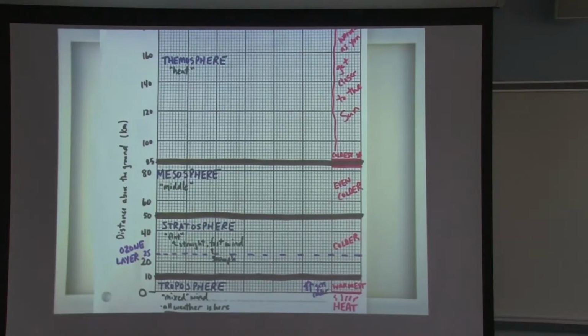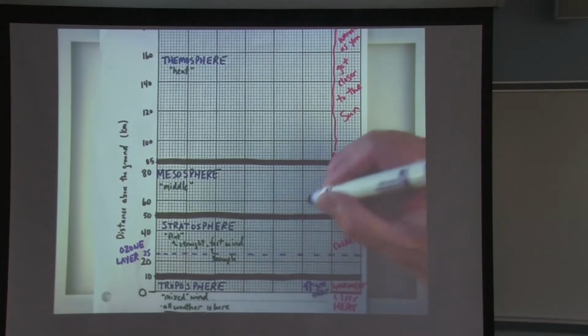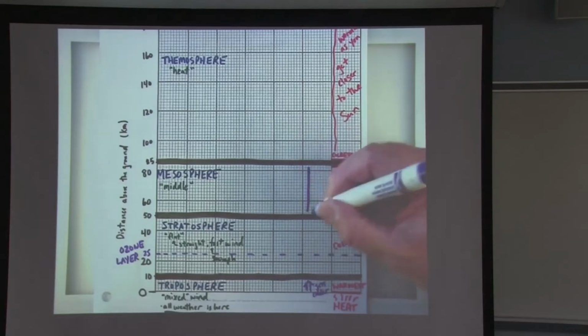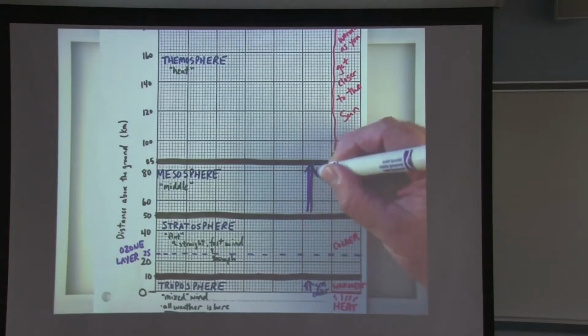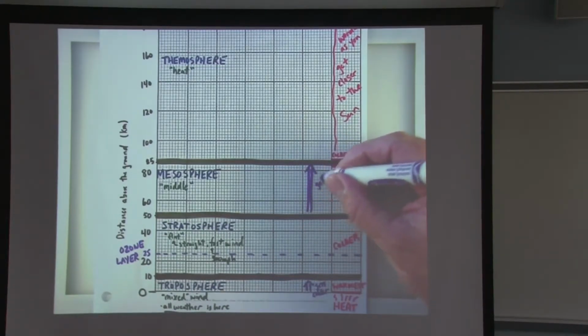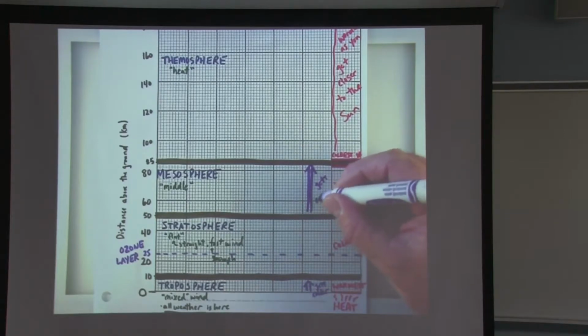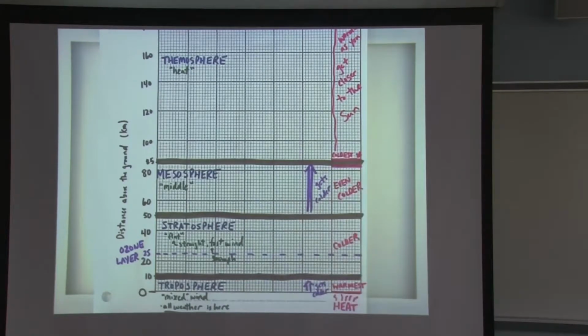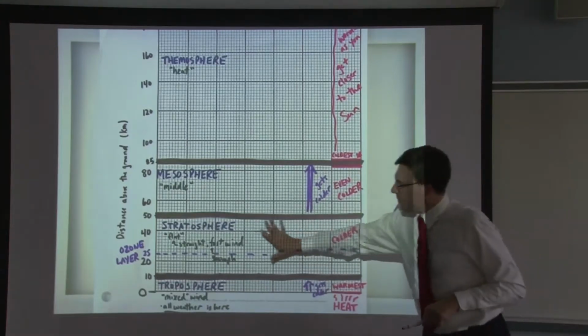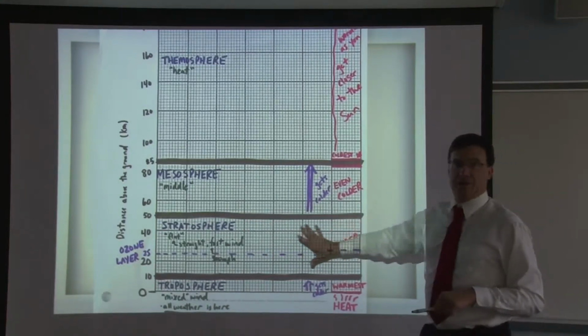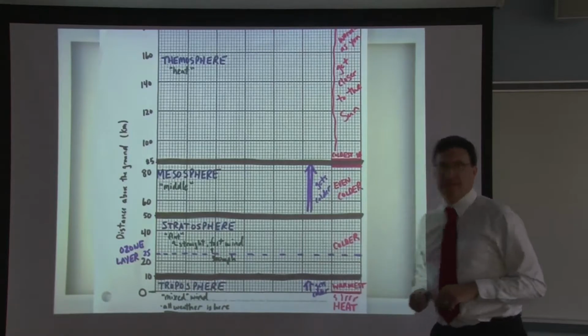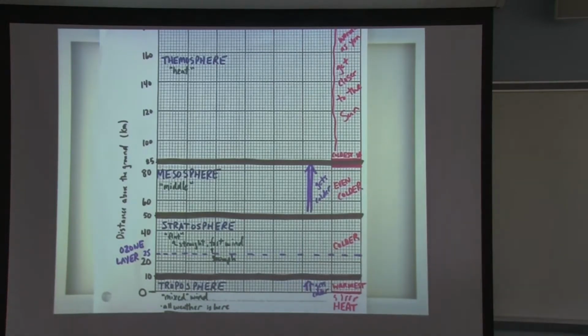And I'm going to jump up to the mesosphere and do the same thing. There's my arrow. It gets colder the exact same way. So something weird is happening to the stratosphere, and it's what's defining what the stratosphere is like. So let's take a look at this another way.